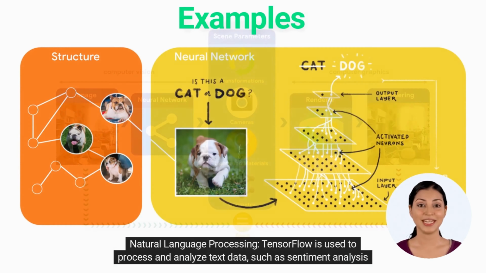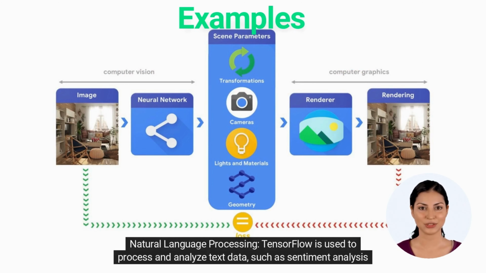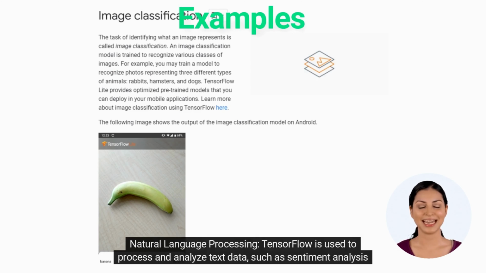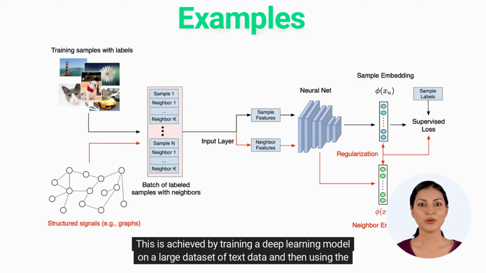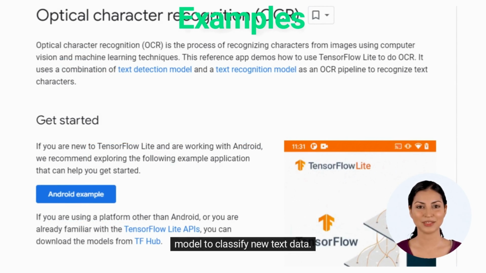Natural language processing. TensorFlow is used to process and analyze text data, such as sentiment analysis and text classification. This is achieved by training a deep learning model on a large dataset of text data and then using the model to classify new text data.